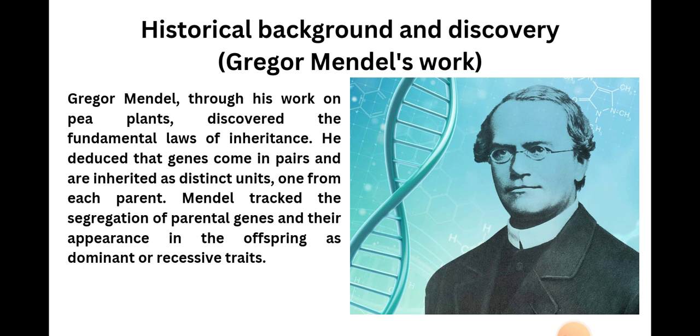For example, one character you obtain from your father, and the other character you may obtain from your mother, both of them are involved in this factor. So Mendel tracked the segregation of parental genes and their appearance in the offspring as dominant and recessive traits. Dominant traits are those traits that are strongly highlighted in an organism. For example, if your father has blue eyes and the child has blue eyes, that character in the child is dominant from the father.